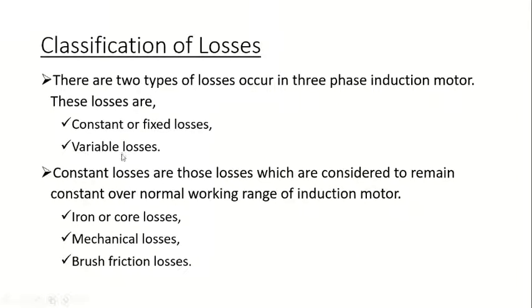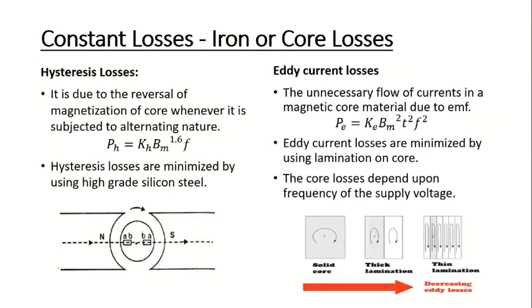First, constant losses are nothing but losses that remain constant throughout the working range of an induction motor. These losses are again classified into three types: iron losses or core losses, mechanical losses, and brush friction losses. First is iron losses. Iron losses are classified into two types again: hysteresis losses and eddy current losses.